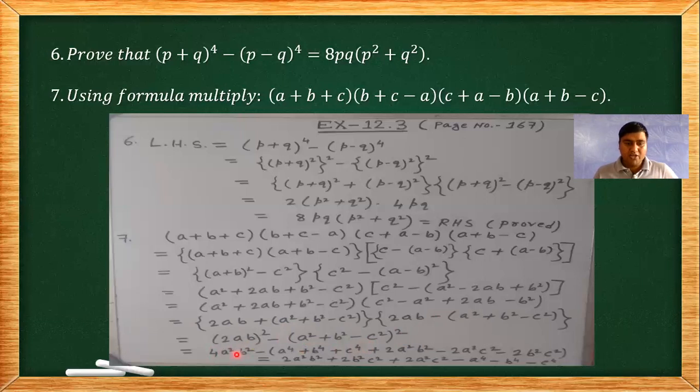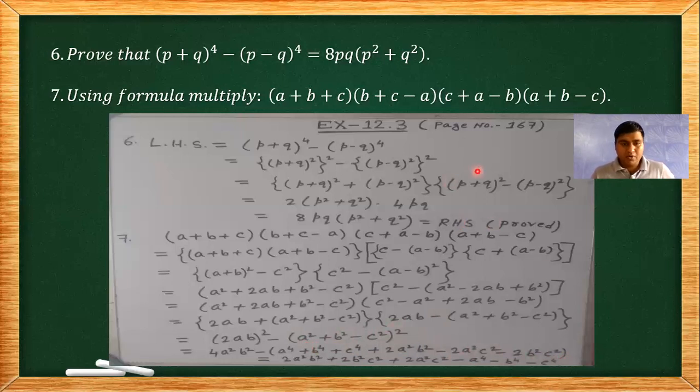So (2ab) whole square is 4a square b square, and now (a square) whole square is a to the power 4, plus (b square) whole square is b to the power 4, plus (minus c square) whole square is plus c to the power 4, plus 2a square b square, plus 2a square into minus c square, this is minus 2a square c square, and plus 2b square into minus c square, this is minus 2b square c square.